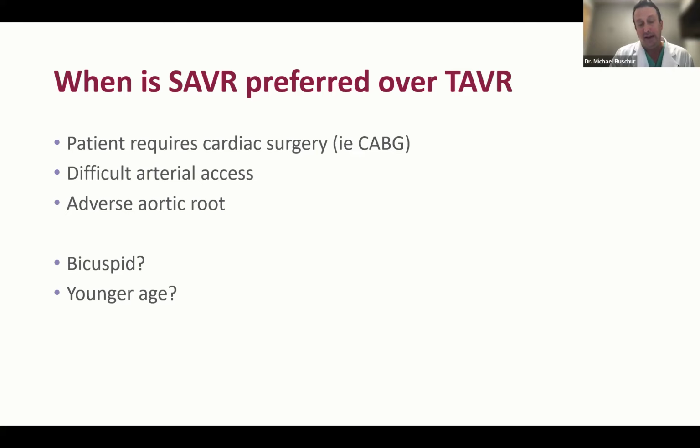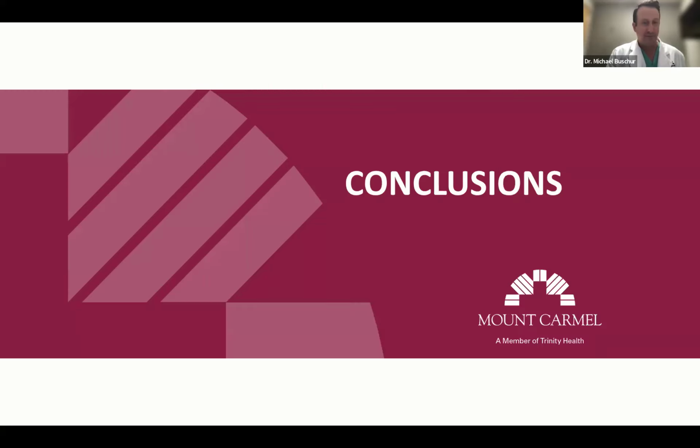It used to be thought that anybody with bicuspid valve or patients who are younger should have surgery instead of TAVR. But over the last 5 years, we've actually had randomized controlled trials looking at both of those patient subgroups, and we found that TAVR does equally well, if not better, than open heart surgery. So the indications for TAVR are really changing every year. All right, next slide, please.